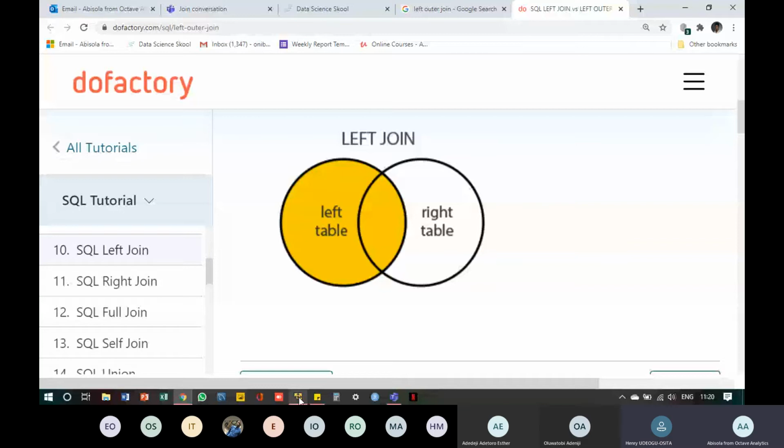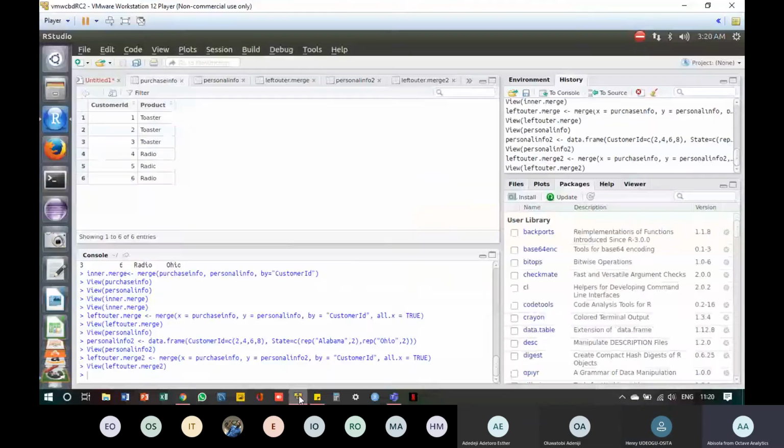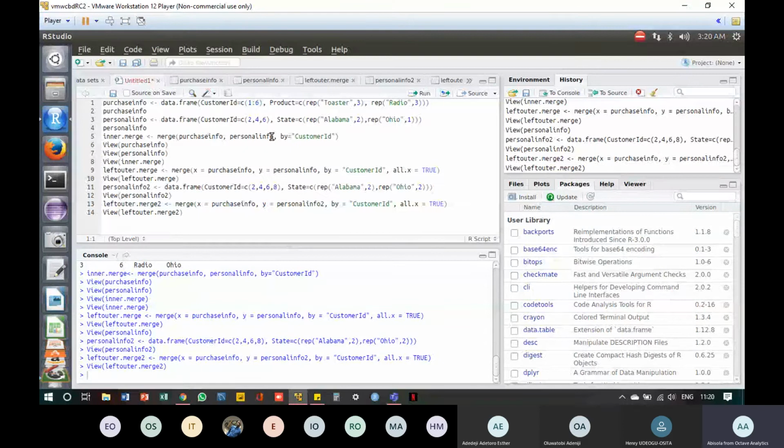So we're going to do the right outer join ourselves, which is also similar to the left join. The only thing you have different is all.y equals TRUE. So you are joining on Y, and the only difference will now be that this part is going to be the part painted yellow. Let me even just move it. This is the full join.